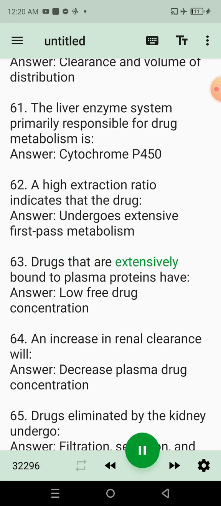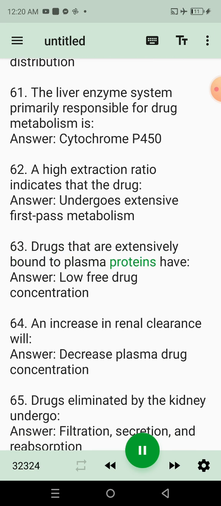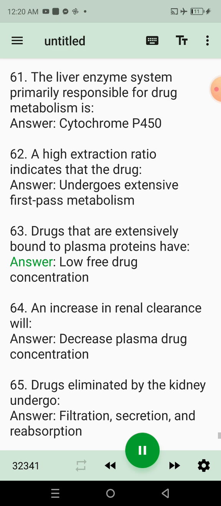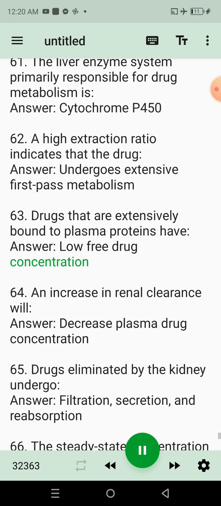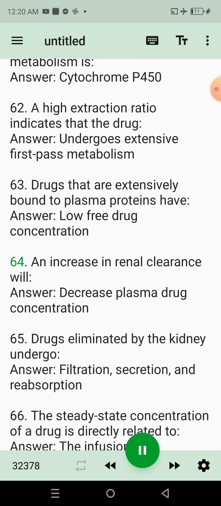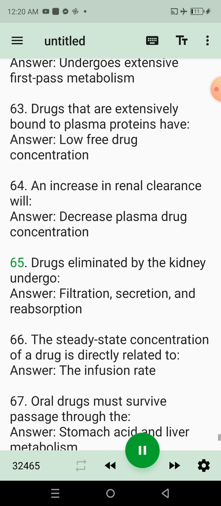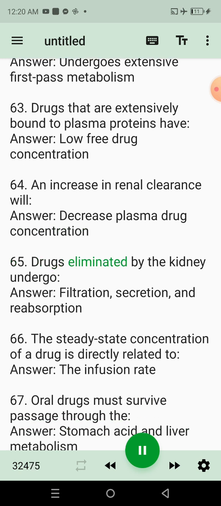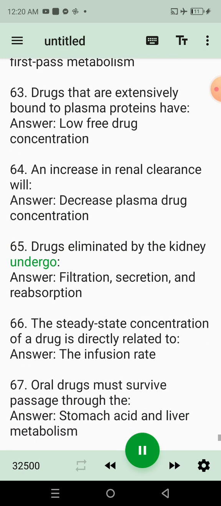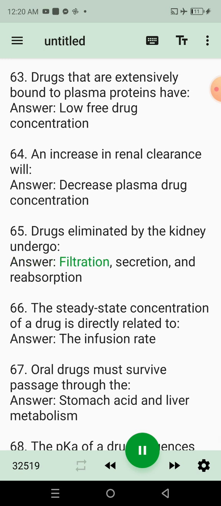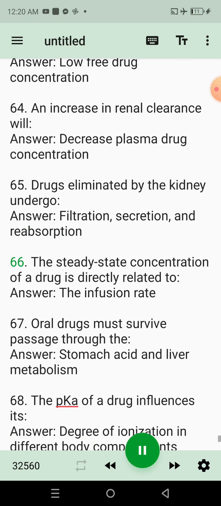63. Drugs that are extensively bound to plasma proteins have? Answer: Low free drug concentration. 64. An increase in renal clearance will? Answer: Decrease plasma drug concentration. 65. Drugs eliminated by the kidney undergo? Answer: Filtration, secretion, and reabsorption.